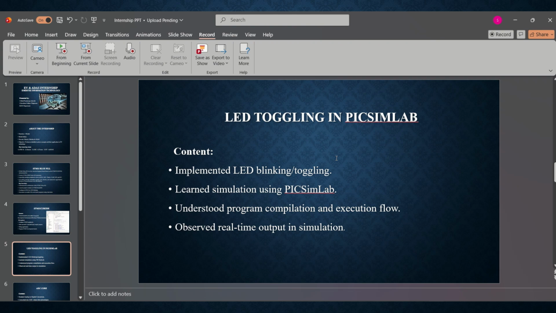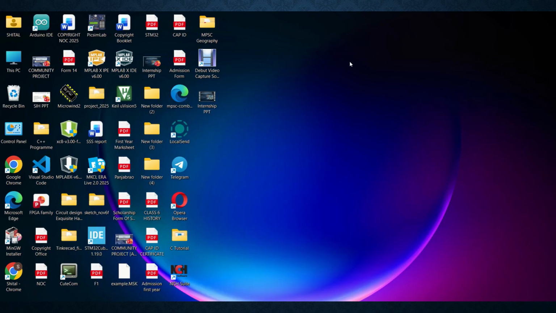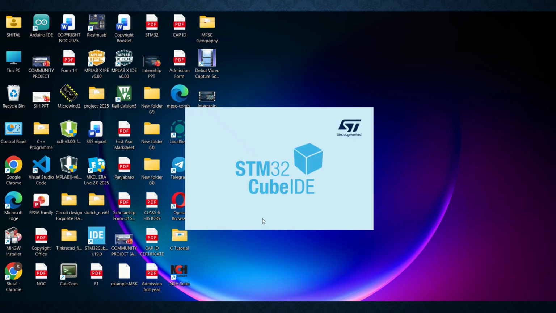I used PICSimLab to simulate the hardware. After compiling the program, I observed the LED blinking continuously in real time. This experiment helped me understand the complete embedded software development process. I will show you. First, we open the STM32 Cube IDE software.